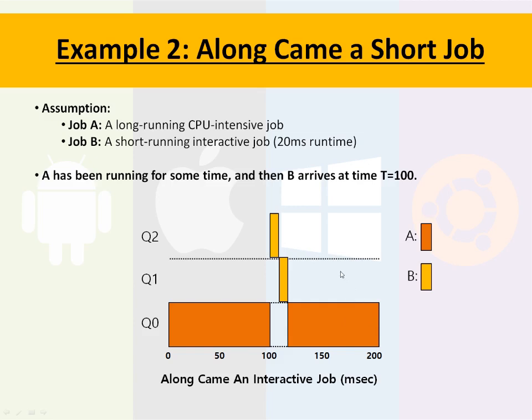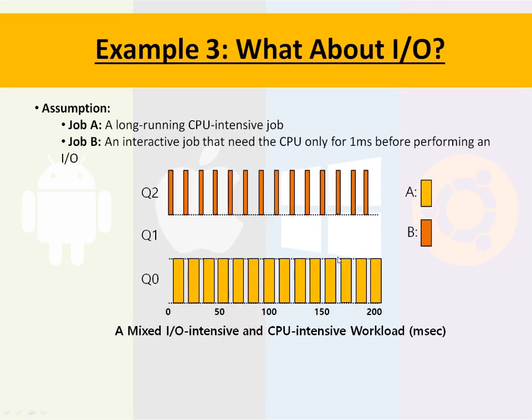Now what happens when there's input-output? Here we said it was an interactive job, but we didn't actually say when this input-output occurred. So here in example 3, we're going to be looking at this input-output case. Job A, once again, is a long-running CPU-intensive job, the yellow color. I know I swapped the colors around, I'm sorry. And job B is an interactive job that needs the CPU for only 1 millisecond before performing an input-output. So here we go. That's job B.